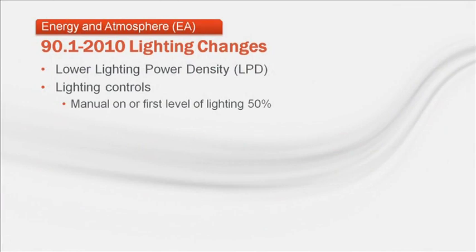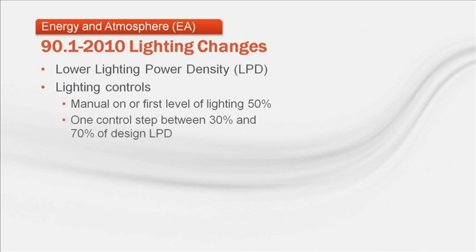Required lighting power densities are lower in almost all cases, and control requirement changes are also significant. For example, when a space becomes occupied, the automatic control lighting level is 50% of design, or the occupant can use a manual on switch. There must also be a control step between 30 and 70%.